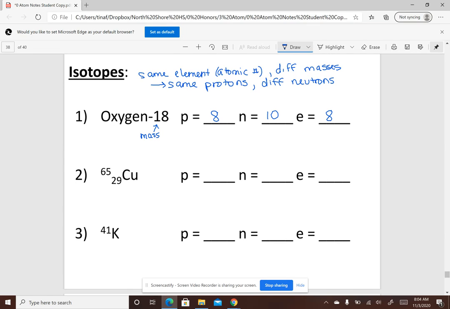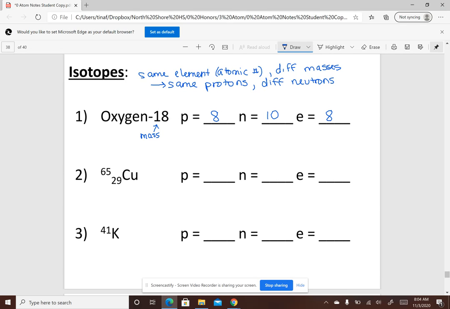So this is an isotope of oxygen. It has a different mass than what's on the periodic table because it has a different number of neutrons. It's a little bit heavier. All right. So this is another way. Number 2 is another way of showing isotopic notation. So you're given the symbol and you're given these 2 numbers on the left-hand side.